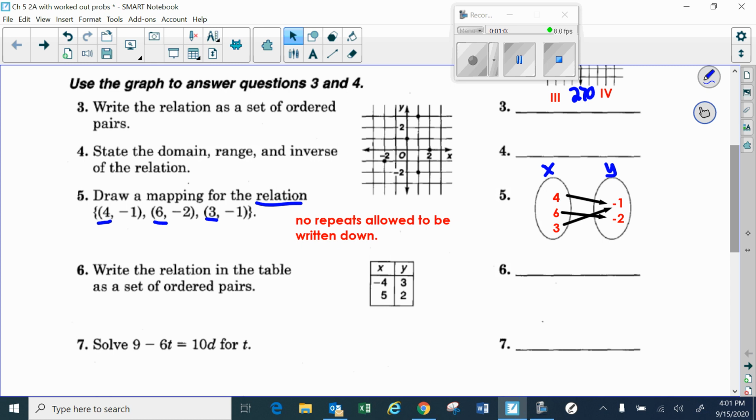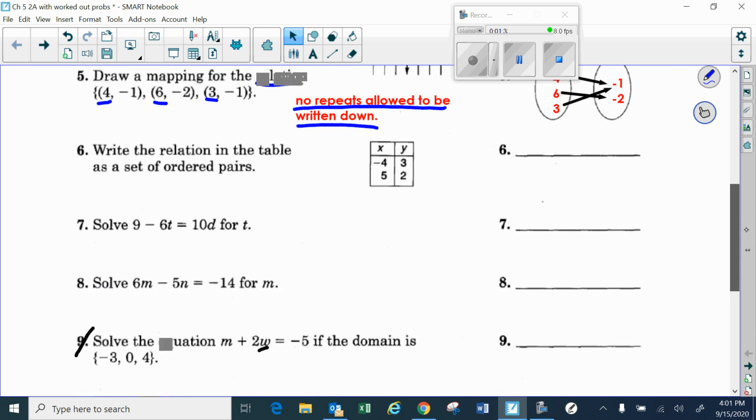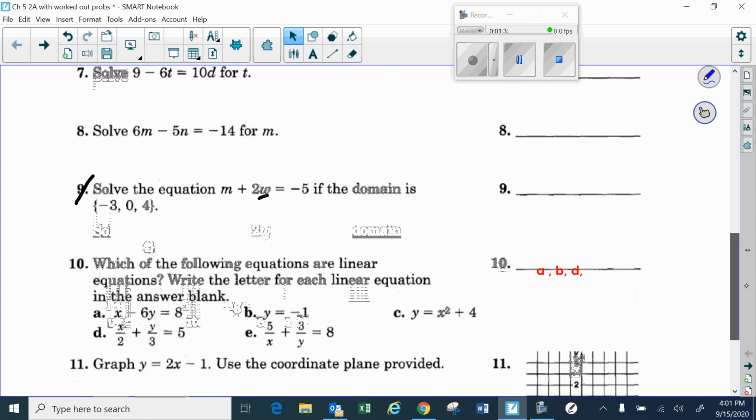Notice I've only written -1 and 2 because we do not do any repeats when we put our mapping like this. Okay, so all you're doing is putting arrows to it. So 4 goes to -1, 6 goes to 2, and 3 goes to -1. Okay, just like that. As it says here, no repeats are allowed to be written down. Okay, so that's why we have 2 arrows going to the -1 there.